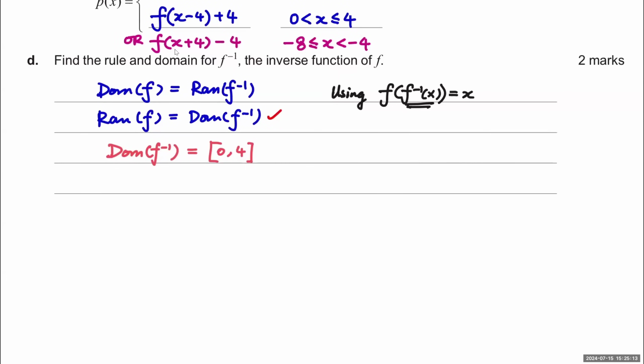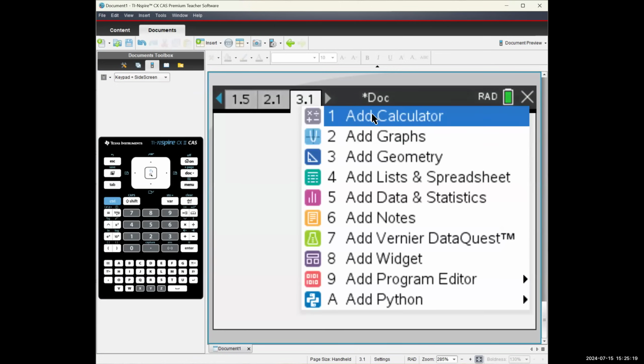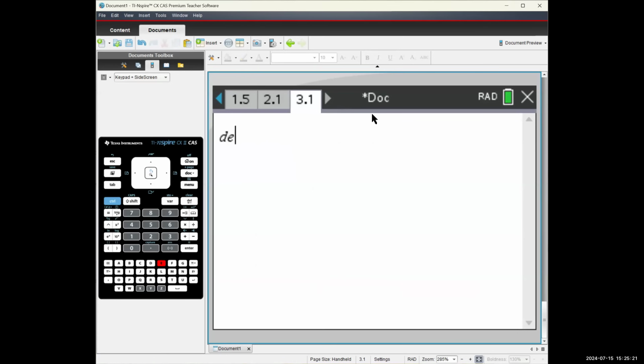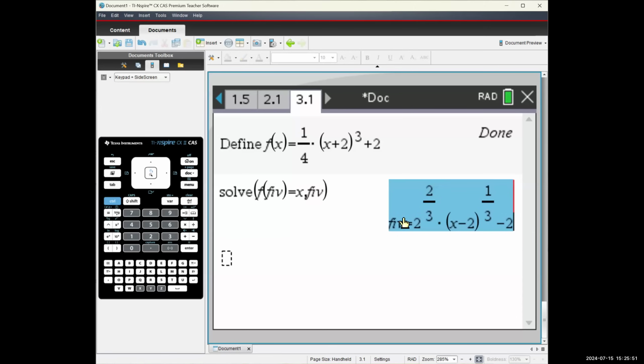Okay, trust my lovely calculator. Control up. Insert problem. Add a calculator. So you could define f of x equals 1/4 (x plus 2) to the power 3, plus 2, okay? And you could solve f(fiv) equals x for fiv, where fiv means f inverse. So that is your new function, okay?